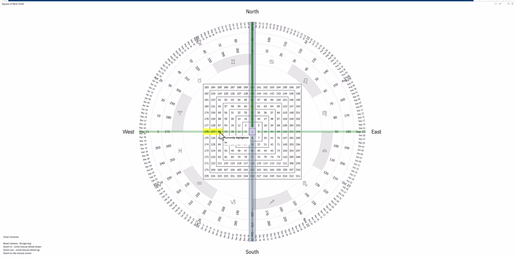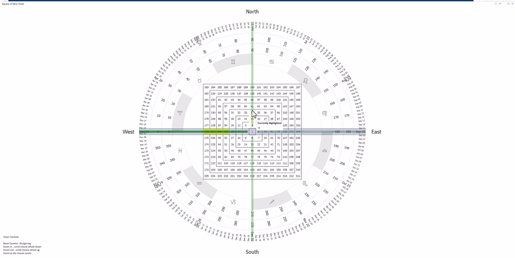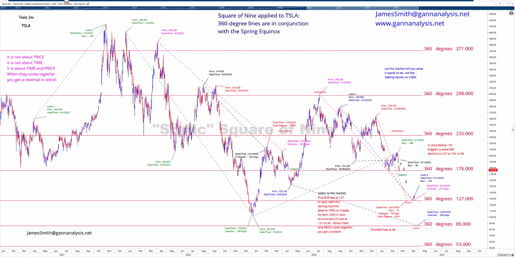It doesn't guarantee that that's the final low. It just tells you it's probably some sort of low. You could bounce back, a dead cat bounce, and maybe take out 127, go down to 86, or take out 86 and go down to 53. So we don't know. That part we don't know. We're just saying these are levels you want to keep in mind: 176, 127, 86, and 53, because they're all possible lows for Tesla.